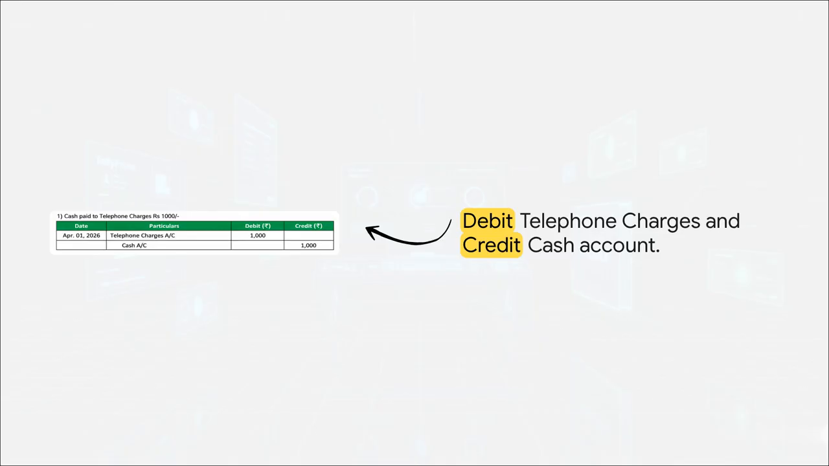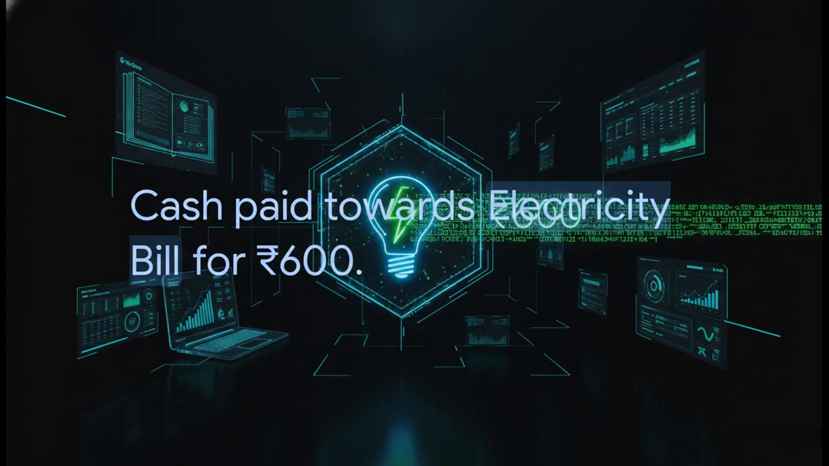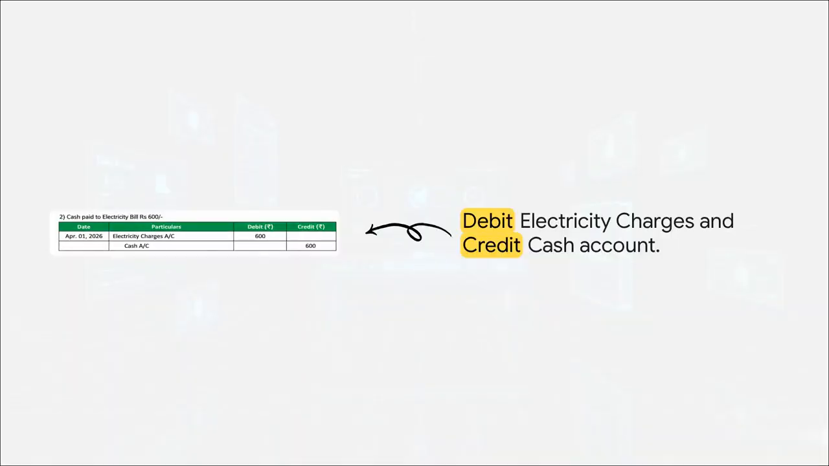Perfectly balanced. Next up in the queue, we have a very similar operational cost. A cash payment of 600 rupees to cover the electricity bill. Applying that same dual entry logic once again, we debit the electricity charges account for 600 rupees because, you guessed it, the expense is growing. To offset that, we credit the cash account for 600 rupees to accurately reflect the outgoing money. It's the exact same structural framework as our telephone bill, just a totally different expense category.